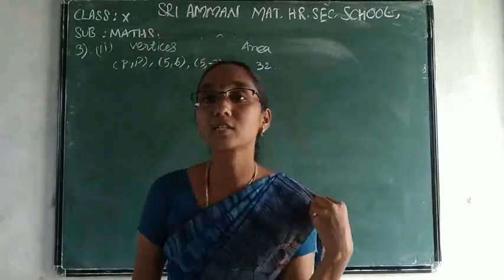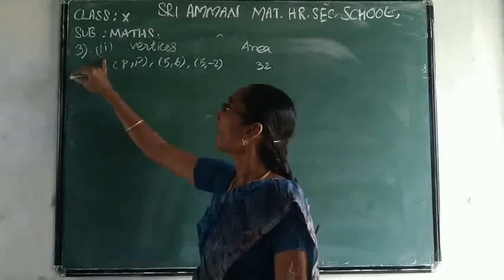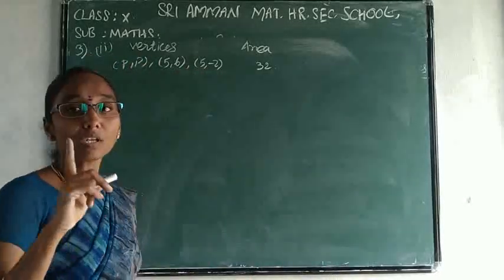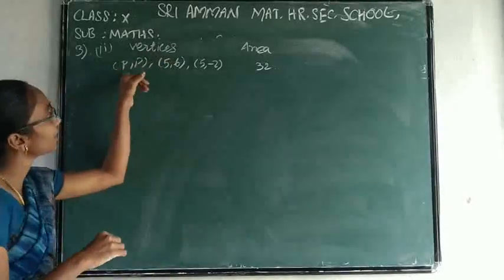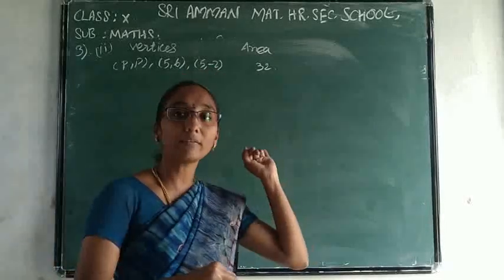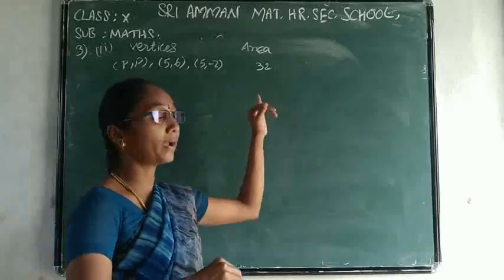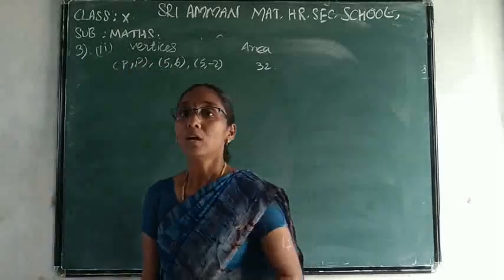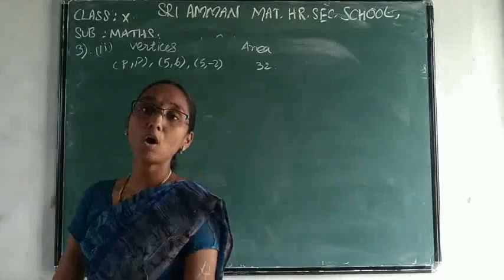Next, in your exercise 5.3, third Roman, second sum. You do the first sum as your homework. The vertices of a triangle are given: p comma p, 5 comma 6, 5 comma minus 2, and the area is also given. Area is 32. Now we are going to find the value of p.